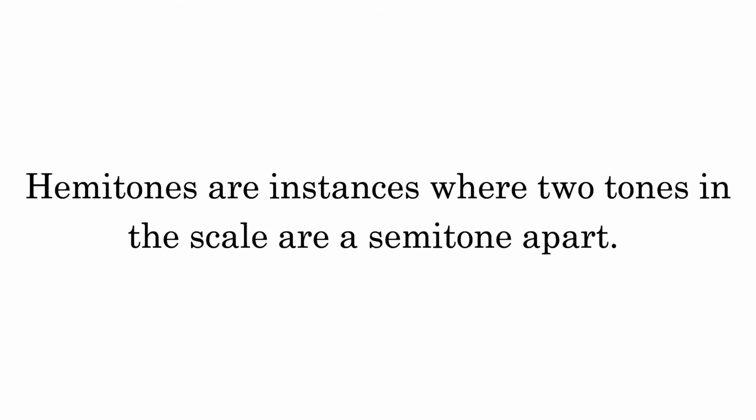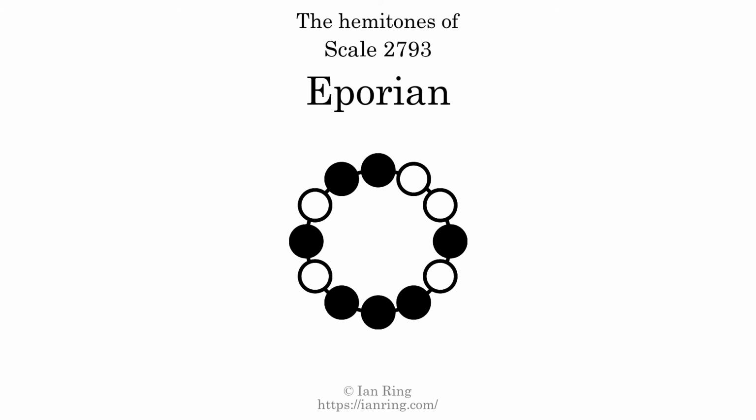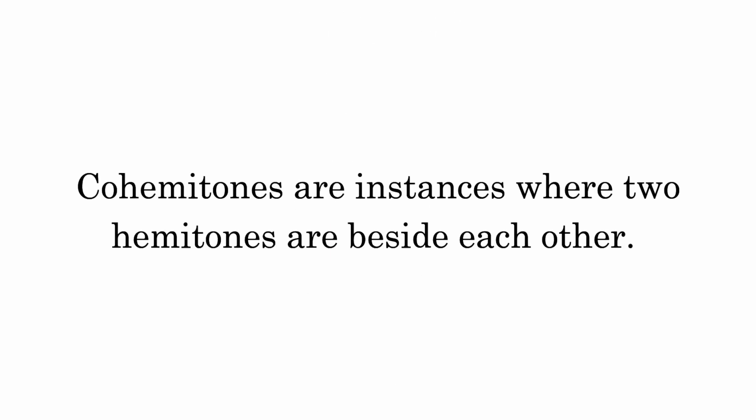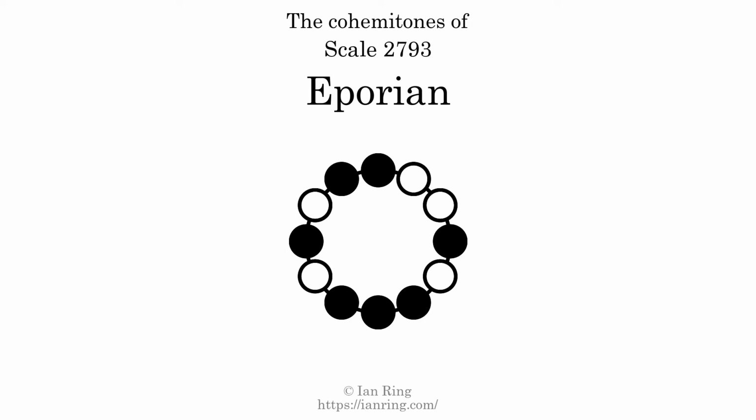Hematones are instances where 2 tones in the scale are a semitone apart. This scale has 3 hematones. They are at positions here, here, and here. Cohematones are instances where 2 hematones are beside each other. This scale has 1 cohematone here.